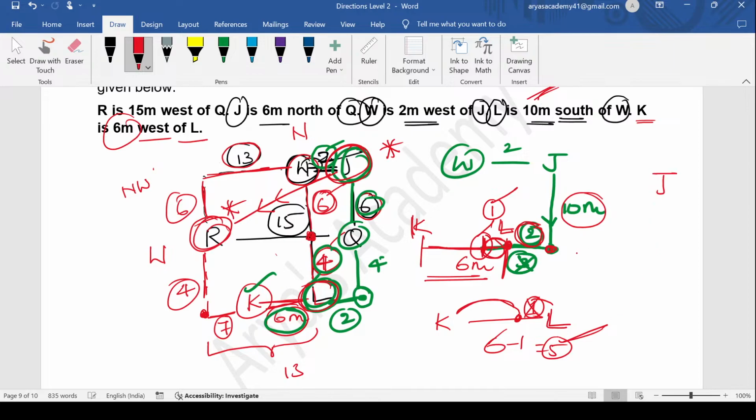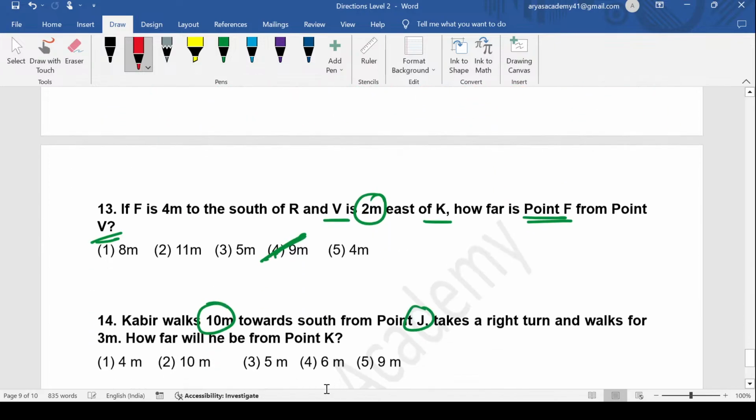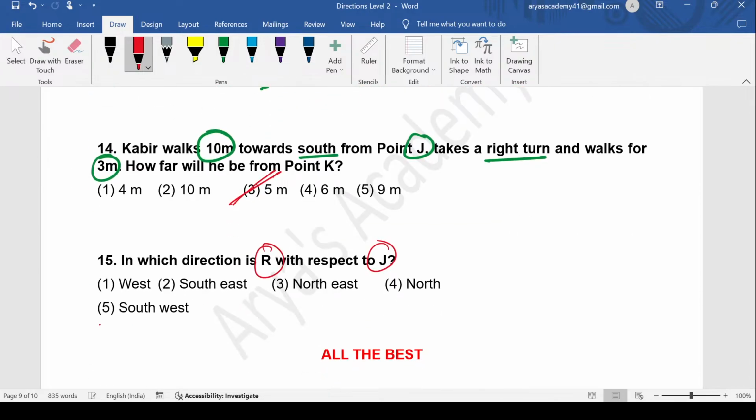J is here and R is here. You have to come down. You should not go up, right? If you come down, it is south. If you go that direction, it is west. But R is actually in the middle. Hence, it is between south and west. Hence, the correct answer is what? South-west. South-west is the correct answer, which is option 5.